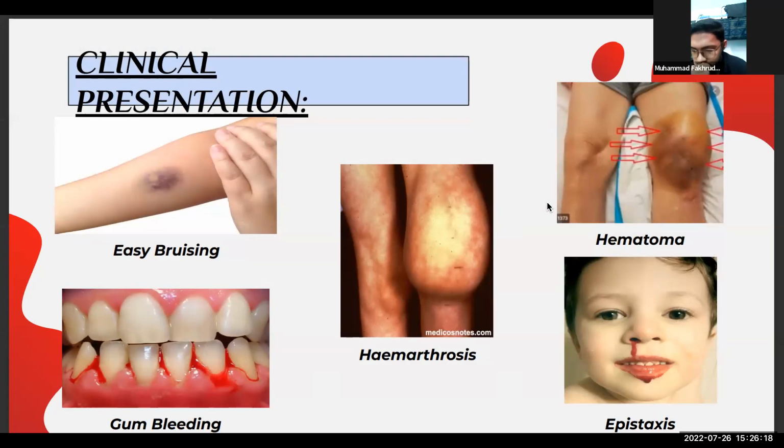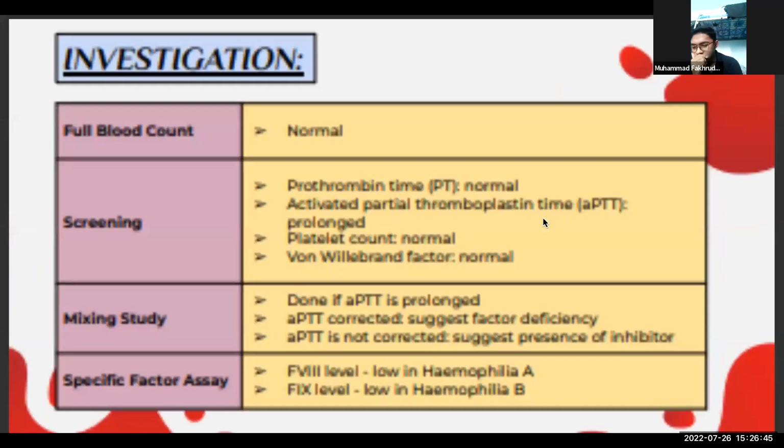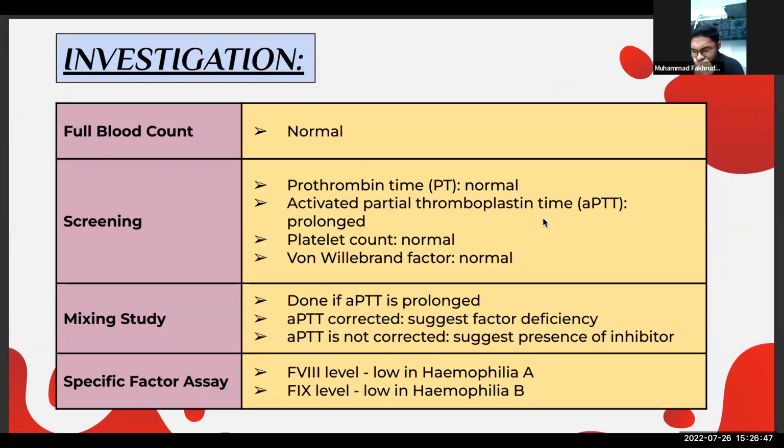So this is a picture for clinical presentation of hemophilia. The first one is easy bruising, and the second one is gum bleeding, as you can see on the left side at the bottom, and the middle one is hemarthrosis, and the upper right side is hematoma, and the lower one is epistaxis. Okay, next slide. Next, we go to the investigation.